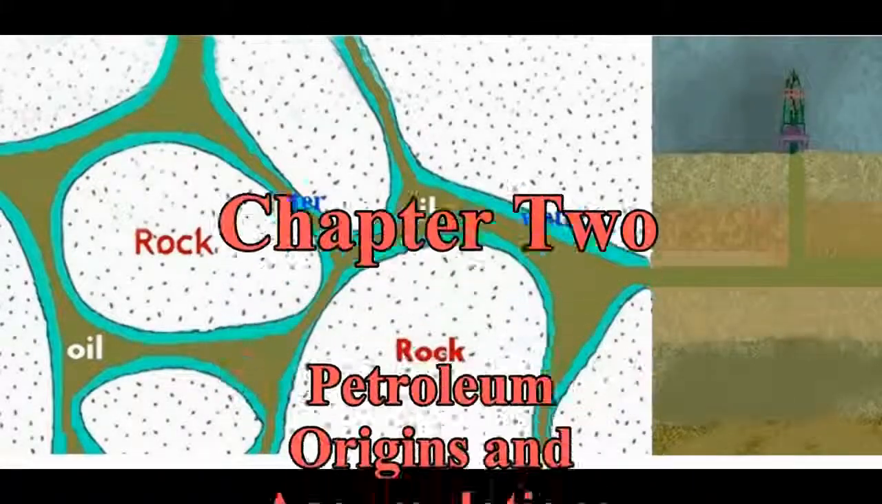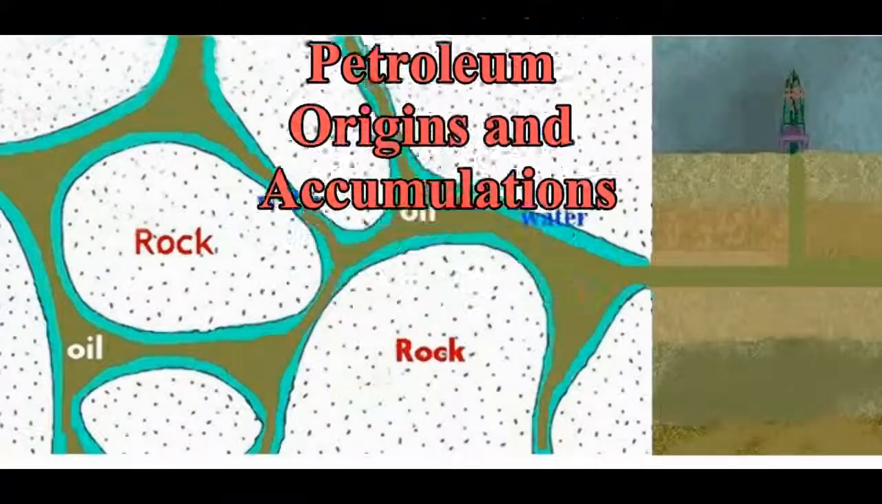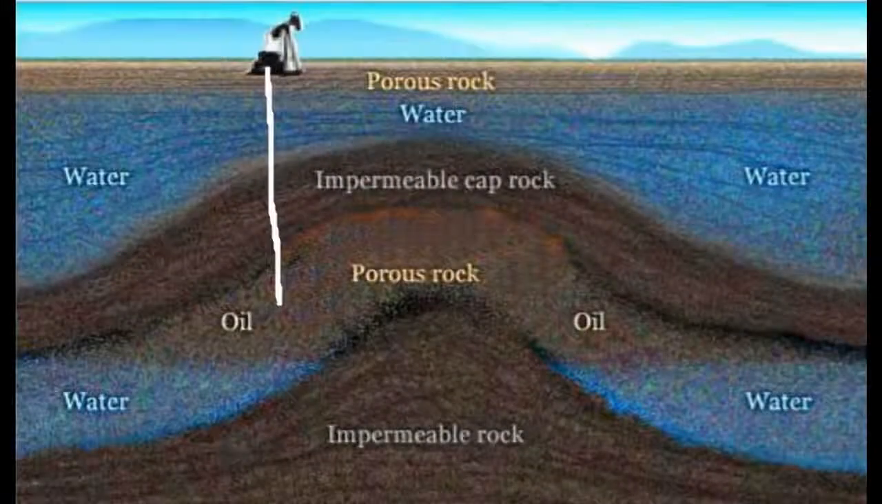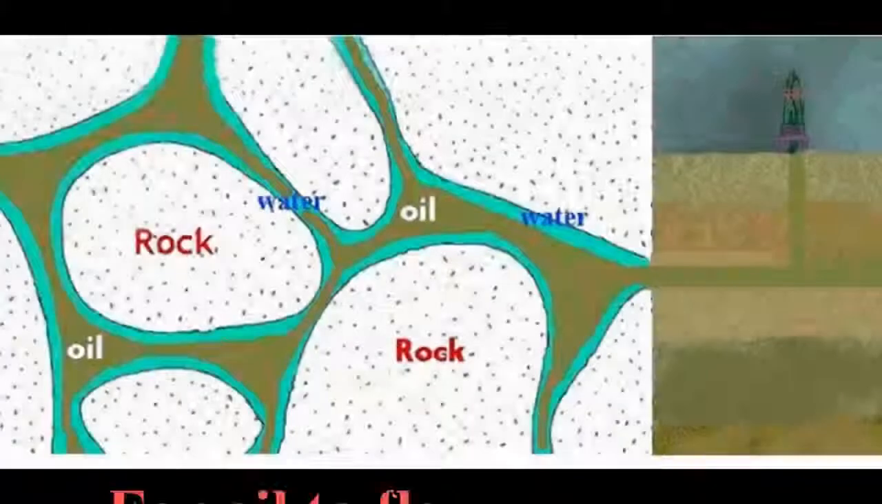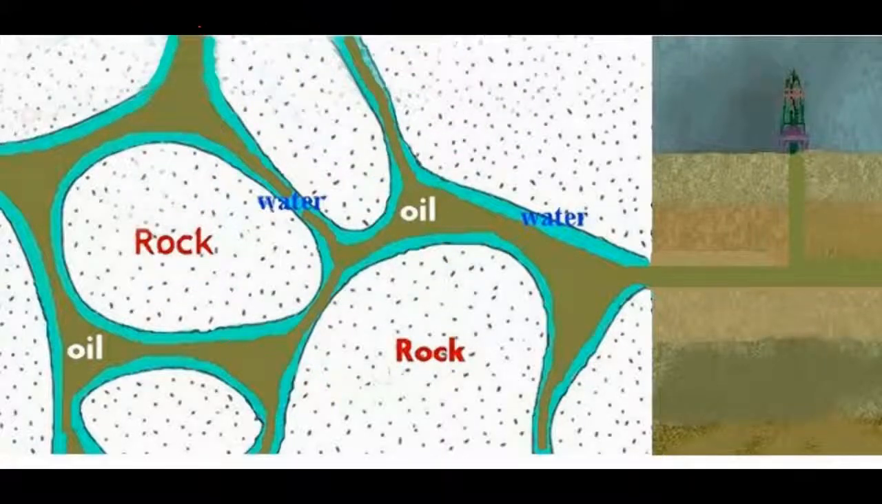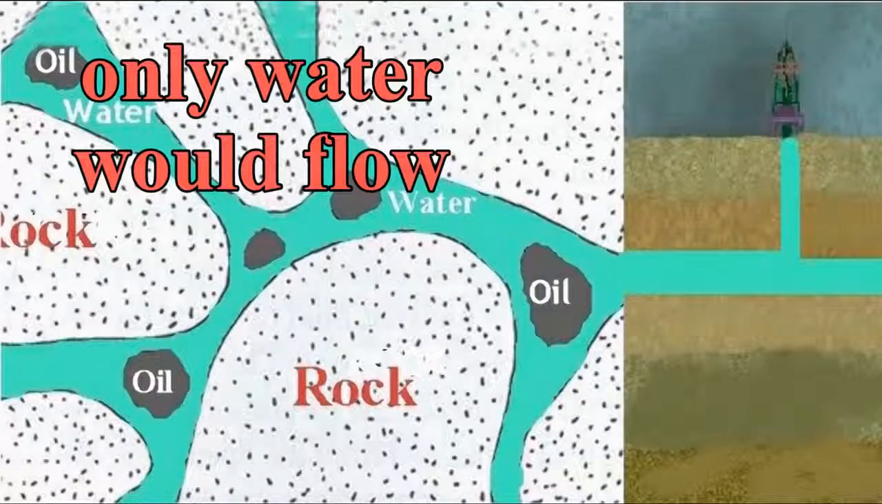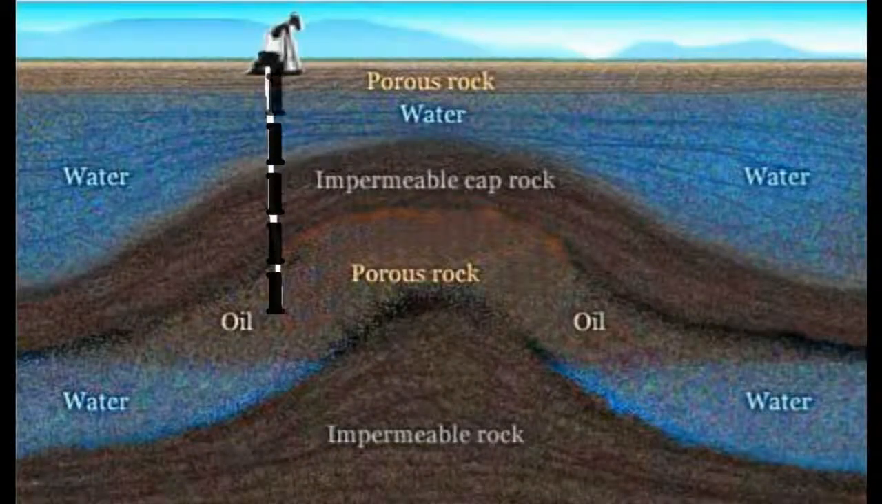Let's take a few minutes to review what was said in Chapter 2. There, I showed you a hypothetical well and asked whether, after drilling a well, only water would flow or whether both oil and water would flow. At that time, I explained that for oil to flow, it has to make up at least 25% of the fluid. Otherwise, only water would flow. This exact percentage where oil will flow is known as critical saturation.